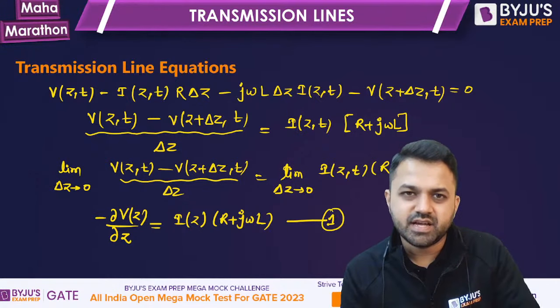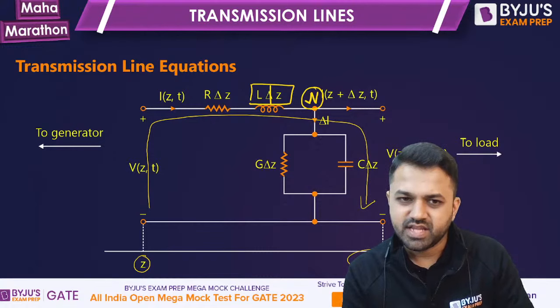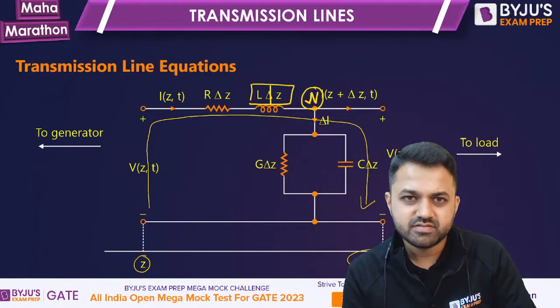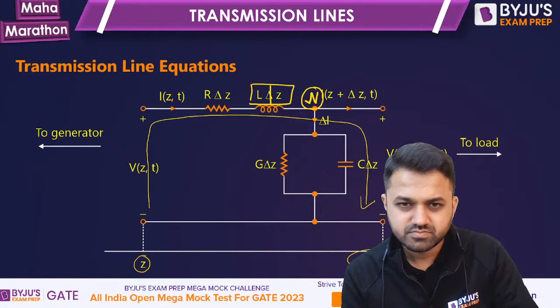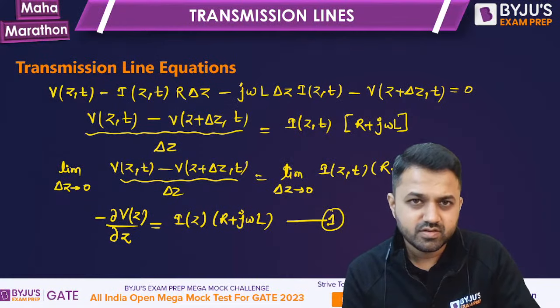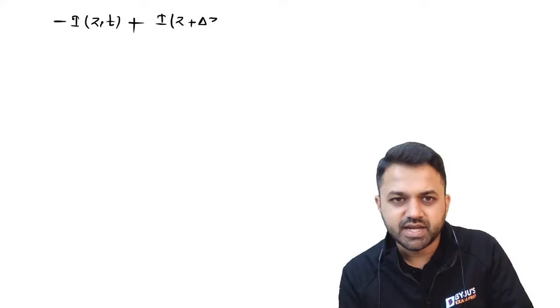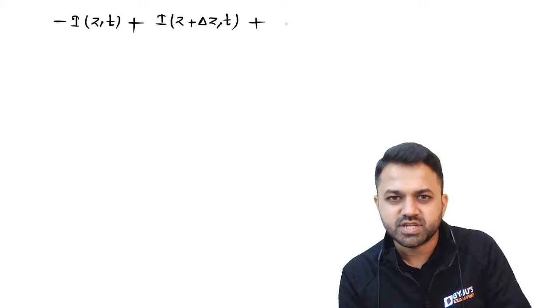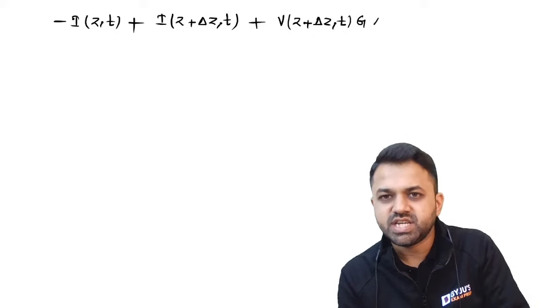Yes. So now let's apply the nodal analysis at this point, this node N. We are applying nodal KCL at the node N. Then we will get I(z,t), that is the incoming current. I am taking incoming current as negative and outgoing current as positive. So the outgoing current is I(z+Δz,t), and this is also positive. So voltage is V(z+Δz,t), and because it is conductance, this is G into Δz.